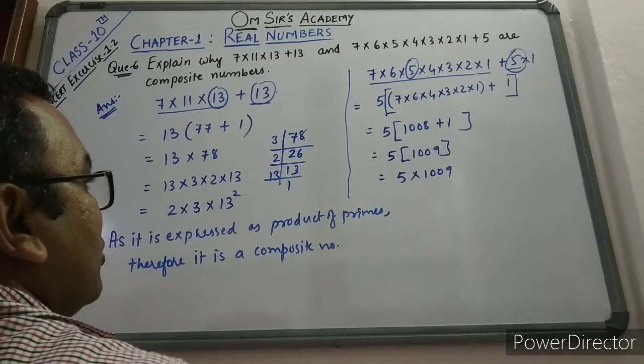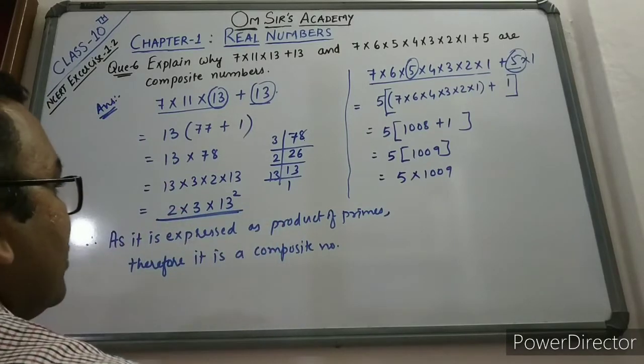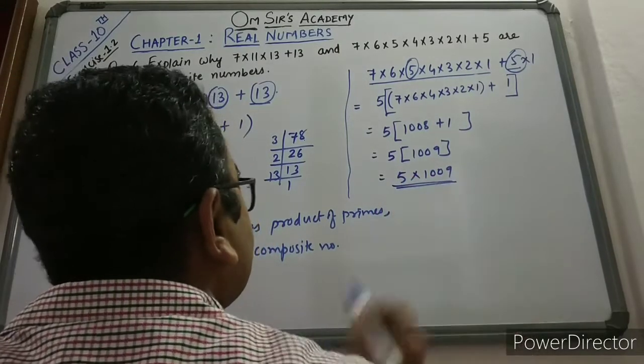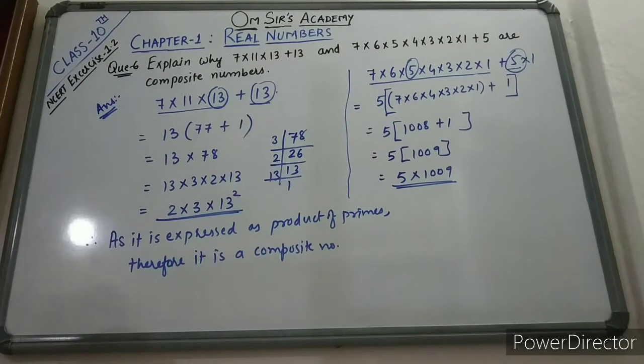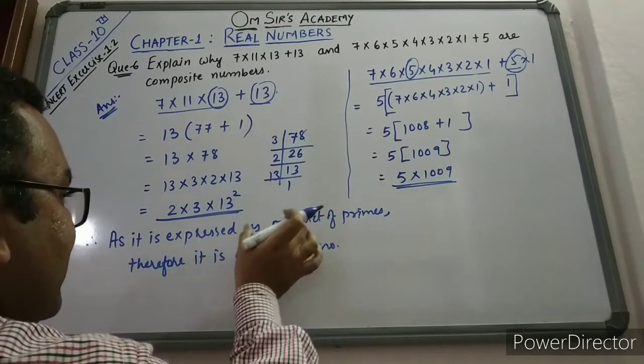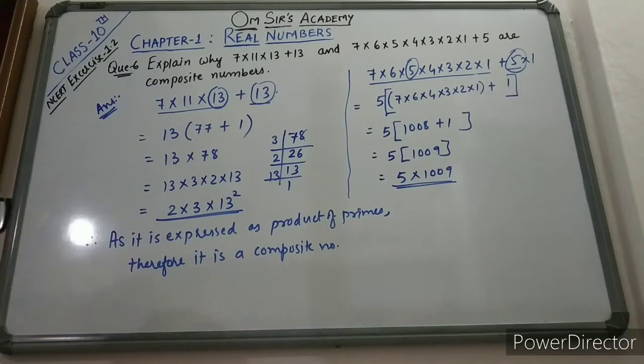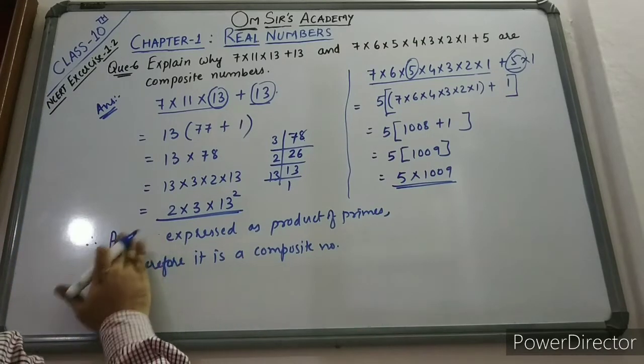Here I represented it as a product of primes and here also I represented it as a product of primes. So the same statement we have to write in the answer: as both these numbers are expressed as a product of primes, therefore they are composite numbers. Okay, I am changing this statement.